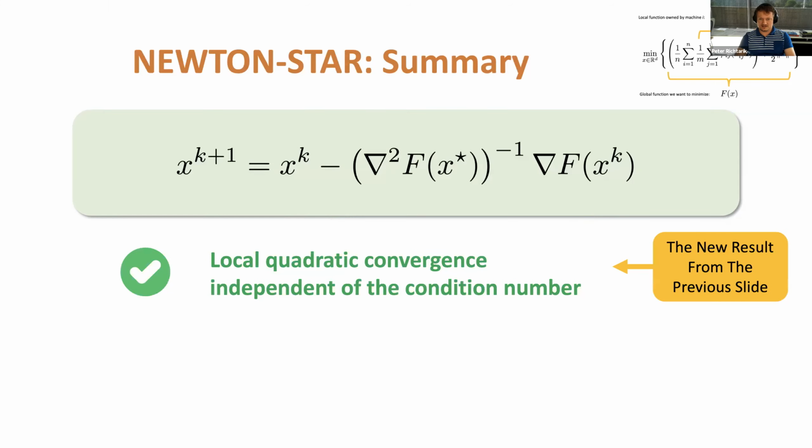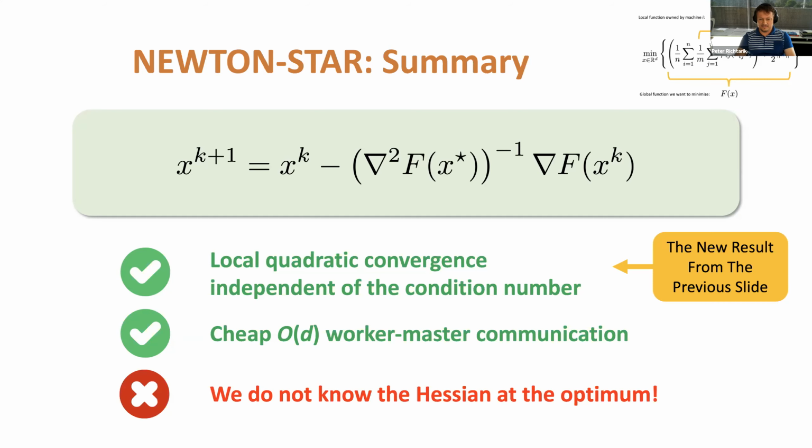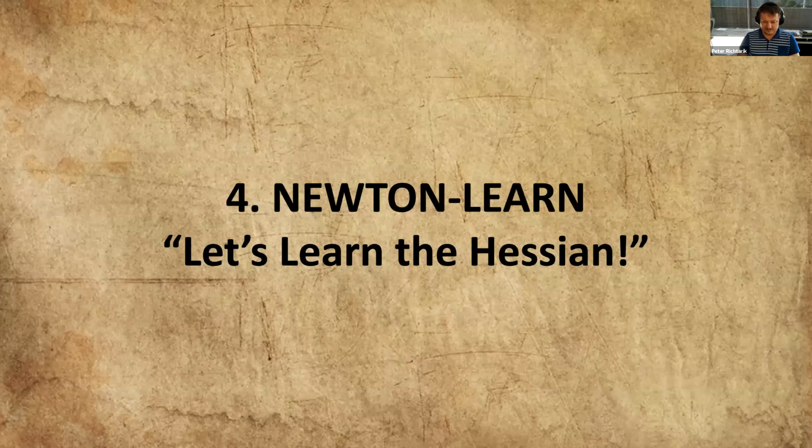So let me summarize the good things and the bad things of Newton star. It has local convergence independent of the condition numbers. So that's the new result. It has cheap O(d) worker-master communication, just like gradient descent, because you only send gradients. But of course, we don't have the Hessian at the optimum, so we cannot implement it. So how can we make this method implementable?